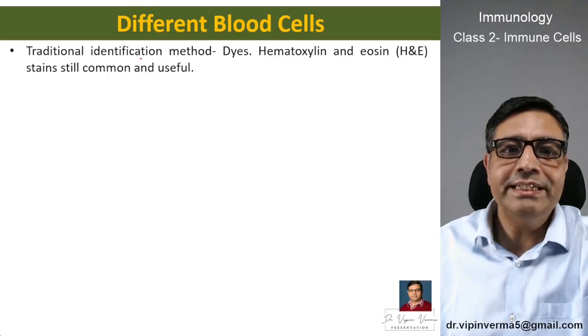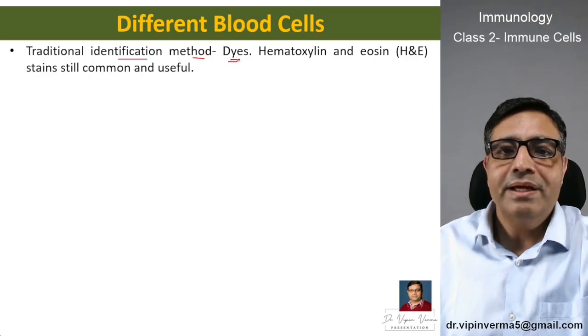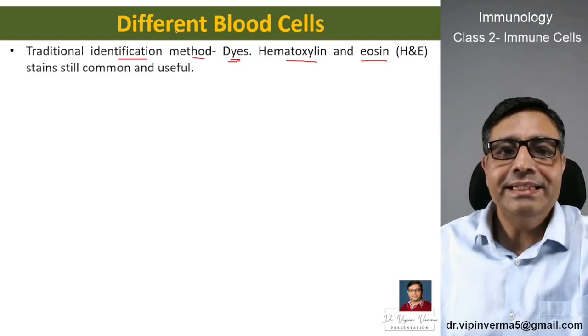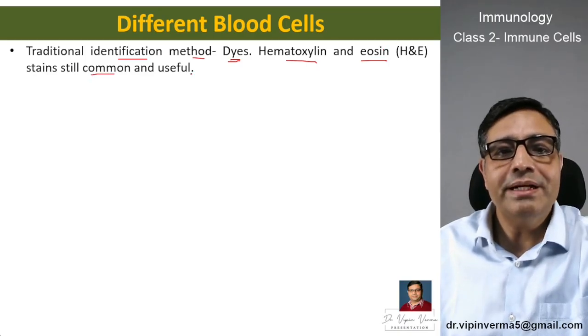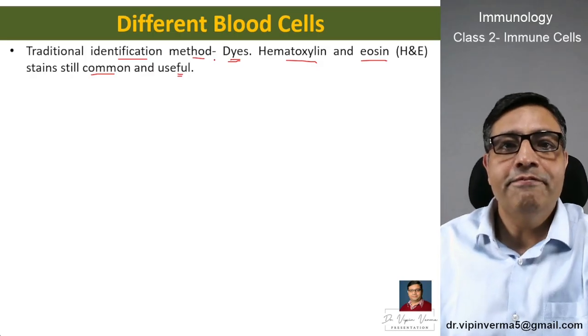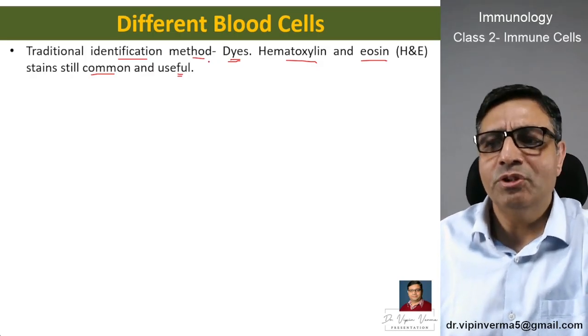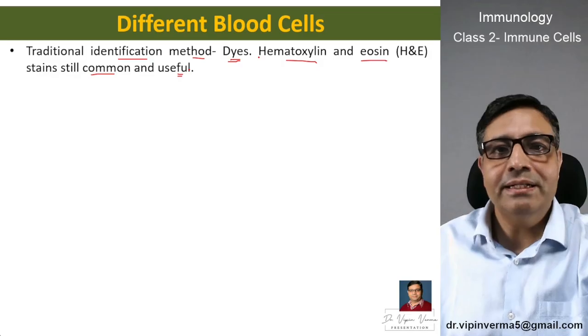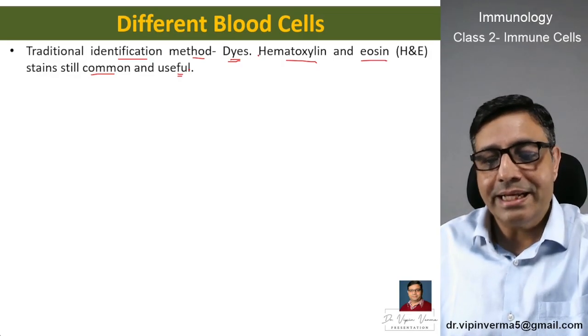Now, if you see the traditional identification method, we use dyes, hematoxylin and eosin. So we call them H and E stains. And these stains are still very common and useful in the lab. If we want to do some primary or very basic analysis, we can use these two dyes, hematoxylin and eosin, and we can find the different cells on a slide.